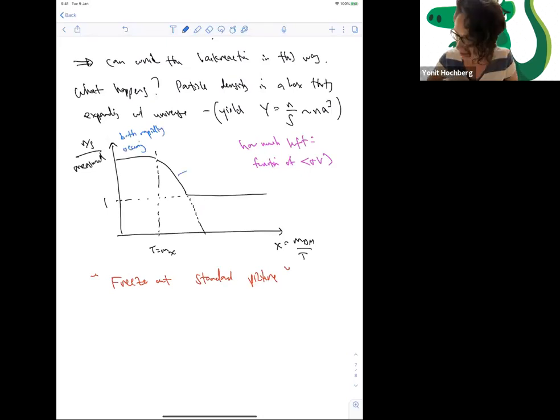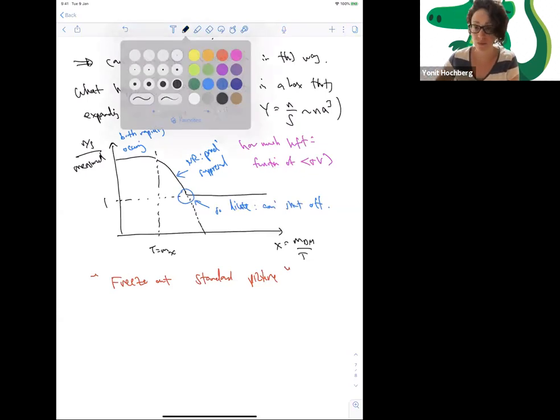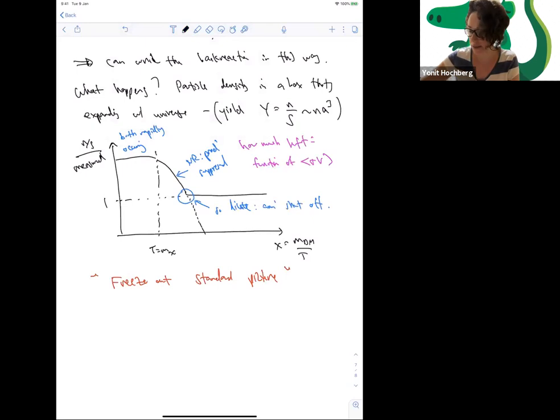In this area over here, things are non-relativistic. The production is suppressed. And once we get to this point, things are so dilute that the annihilations shut off. Okay. So to understand what's happening, at what point is this happening, we're going to do a back of the envelope estimate together. Okay.